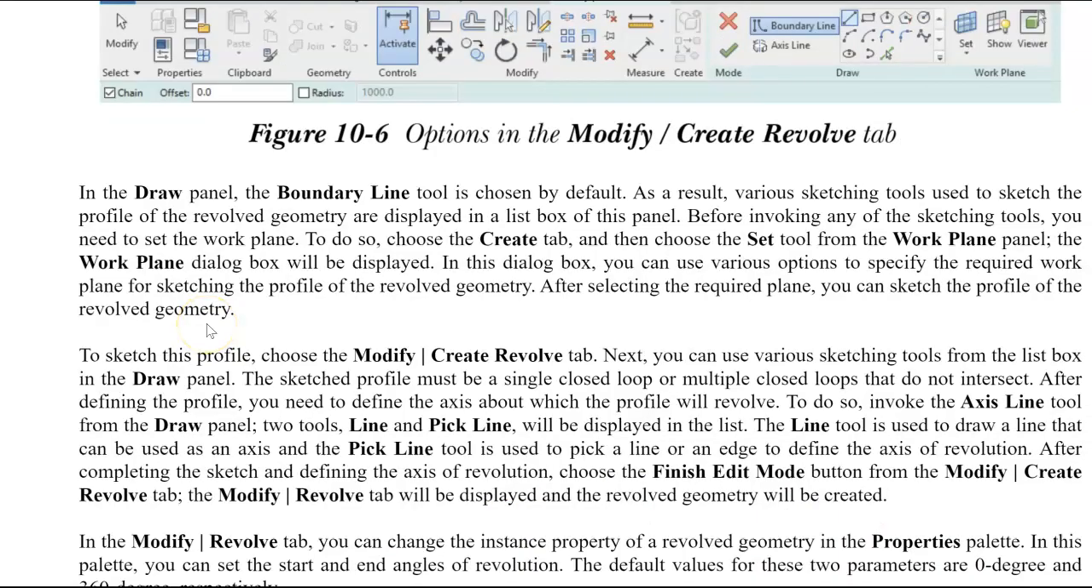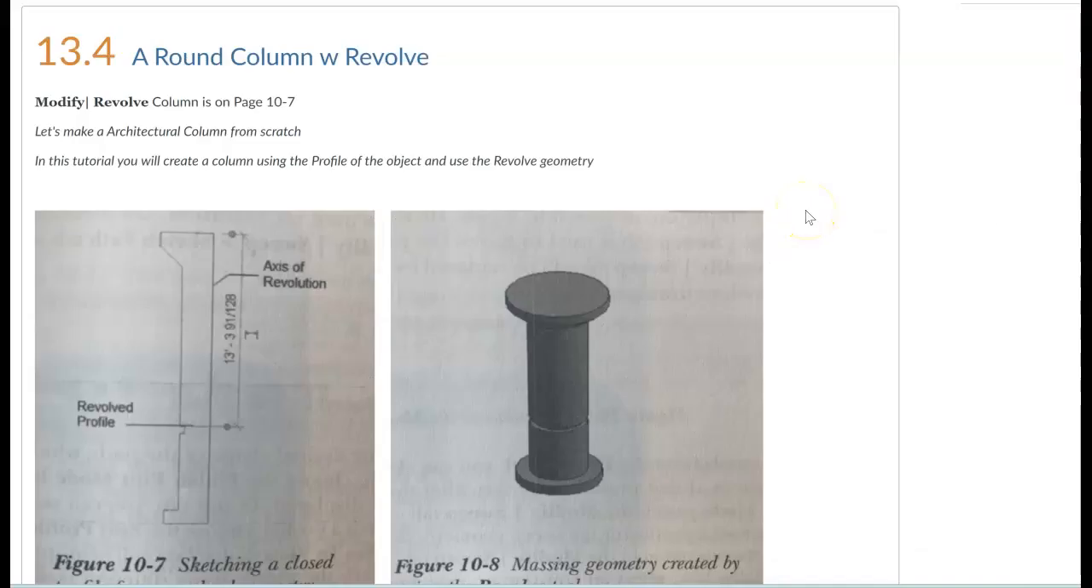Let's take a look at the opening paragraph. This particular ebook has a different example than our column that's shown in our book, but the instructions for the first part are the same. In the Draw panel, the boundary line is chosen by default. As a result, various sketching tools used to sketch the profile of revolved geometry are displayed, and before invoking any of the sketching tools, you need to set the work plane. To do so, you go to the Create tab. They're not showing a picture of it, but we'll go to ours, and then choose Set Tool from the Work Plane panel.